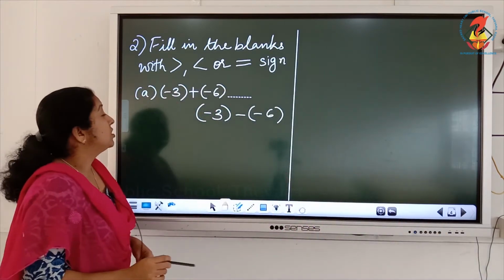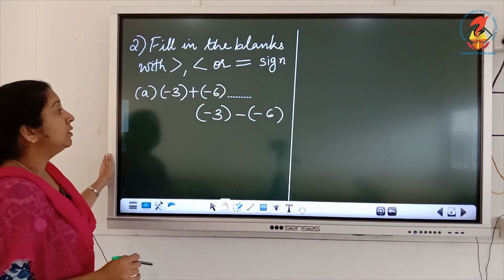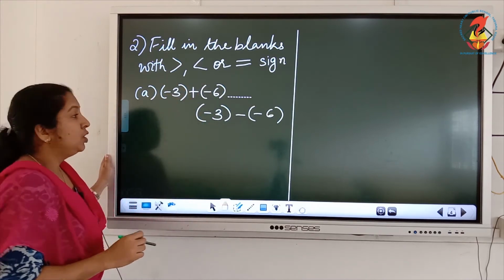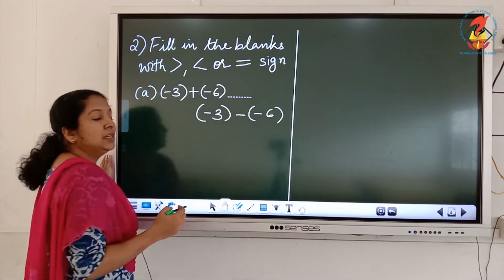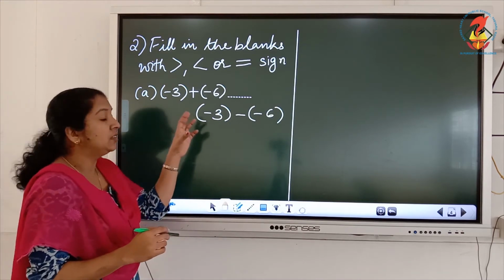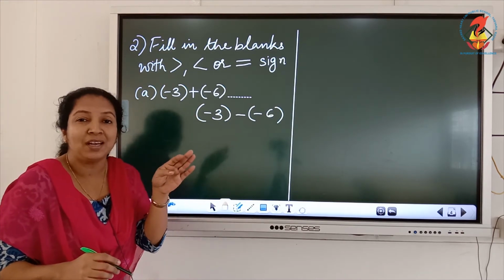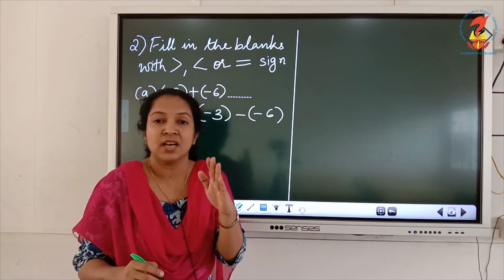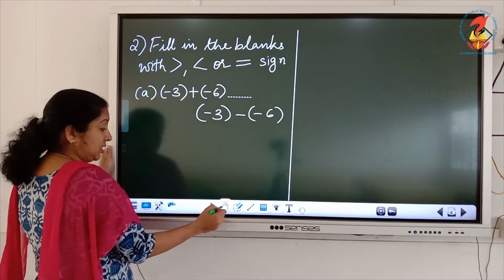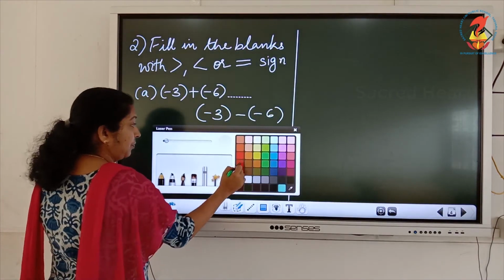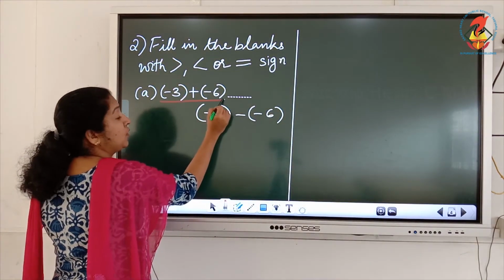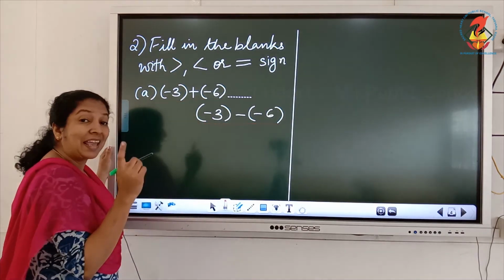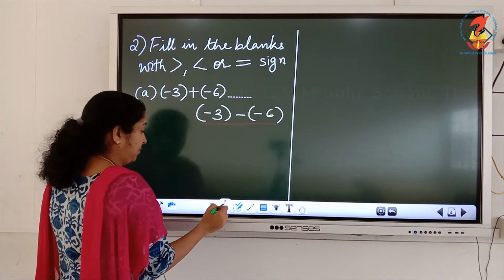Then next question, fill in the blanks with greater, lesser or equal sign. You have to fill this part with the sign. For that we have to take the LHS and RHS separately. What do you mean by LHS? Left hand side. RHS means right hand side. This is the left hand side part of this question and this is the right hand side. So, what I am writing is LHS and RHS.